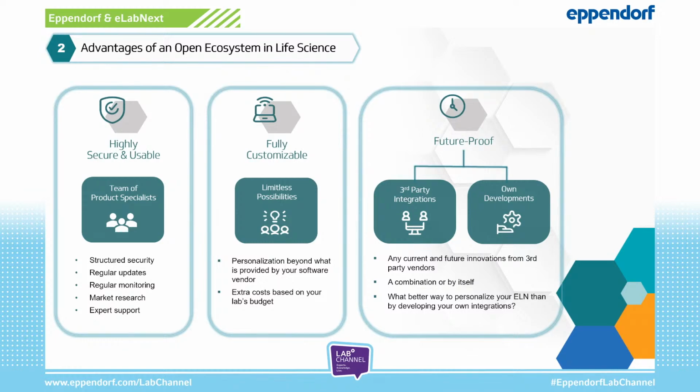So with an open ecosystem, you can also future-proof your lab. How is this possible? Over time, your organization, or in general, every organization, will not stay the same. It will grow, it will shift, it will change, and so will the needs and the wants of your researchers. With an open ecosystem, you can ensure that your lab can integrate any new tools available in the future.